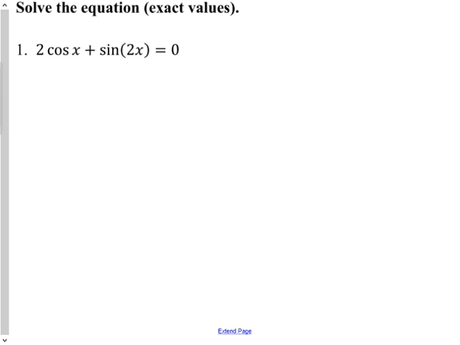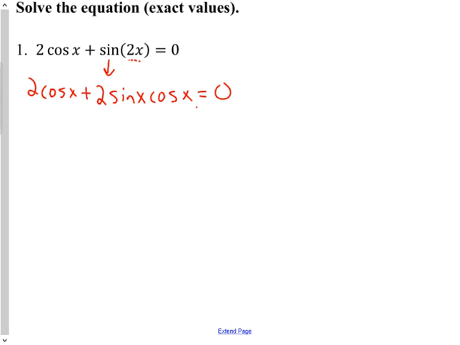Starting off, solve the equation with exact values of 2 cosine of x plus sine of 2x. Now, previously we solved with something like sine of 2x. However, we're going to use the formula we just had. So we're going to substitute for this to give us 2 sine of x cosine of x, straight from the formula. And now that they both have the same argument, we can factor out.